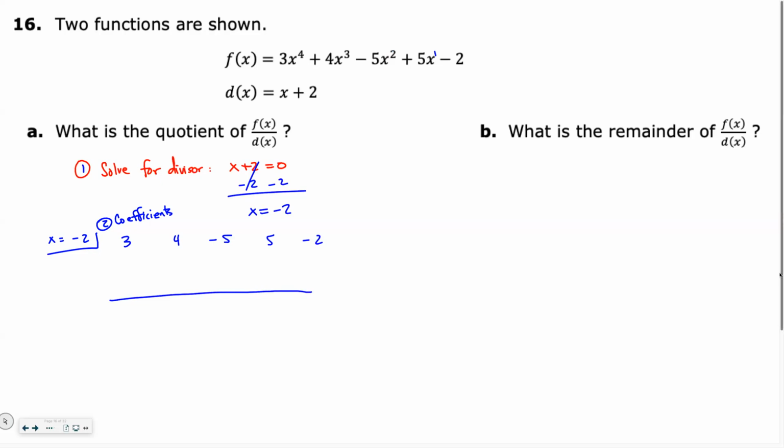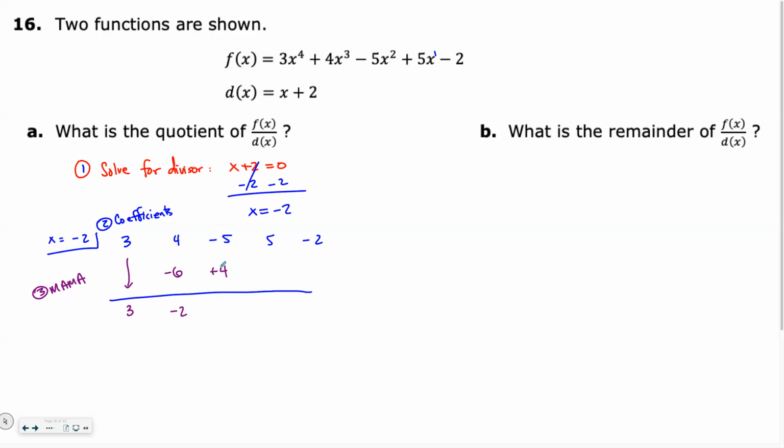What's step 3? Bring down. I called it mama. What did that stand for? Multiply, add all the way through. So you multiply first. What's 3 times -2? -6. Now we add these. 4 minus 6 is -2. -2 times -2 is +4.